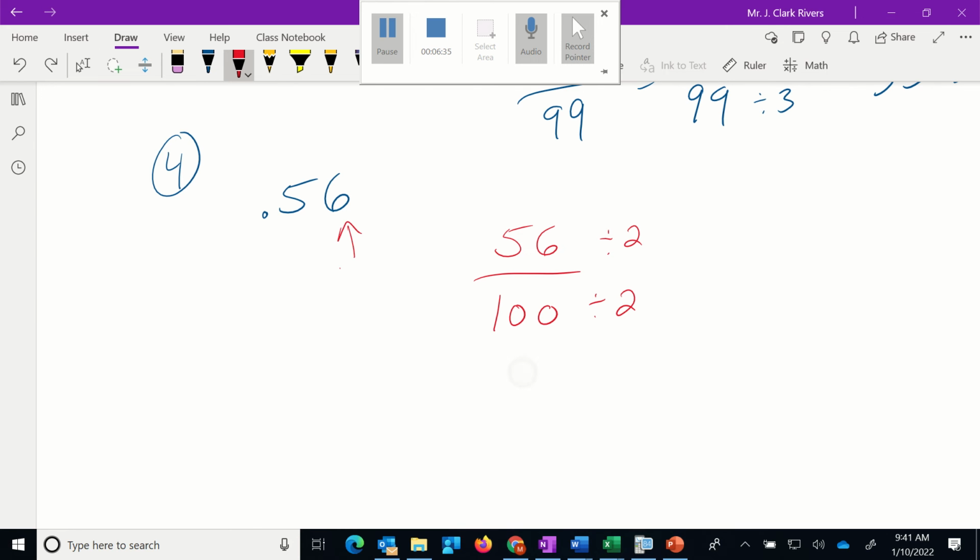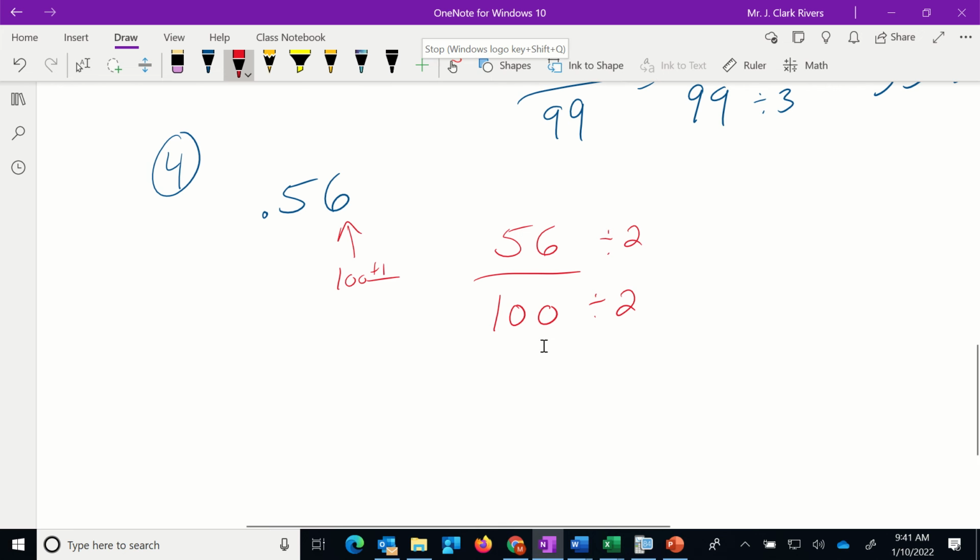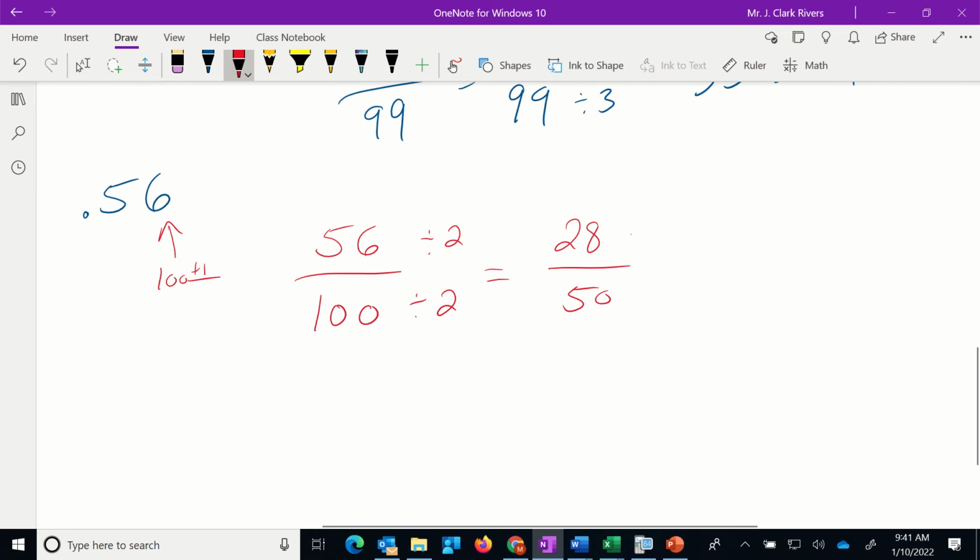The 6, that's in the hundreds place, right? So we're going to put something over 100, and that's 56 over 100. We can divide 56 and 100. We divide by 2, and we get 50 in the denominator. What's in the numerator? 28. What can we divide by here? 2. We can divide by 2 again, and we end up with 14 over 25.